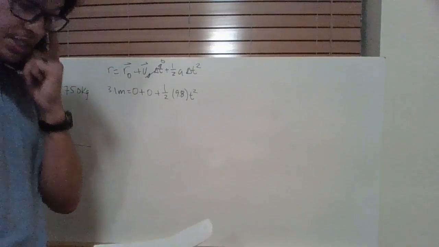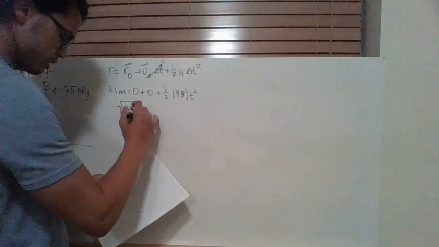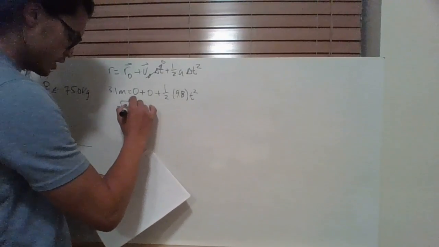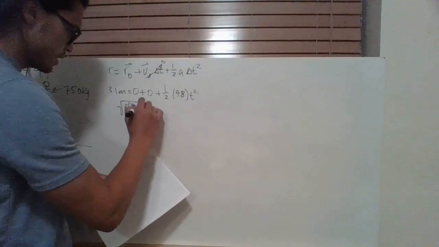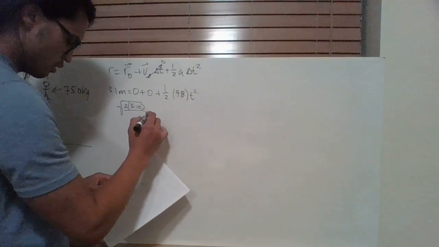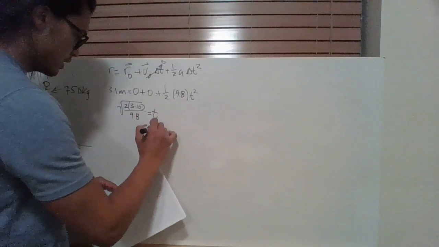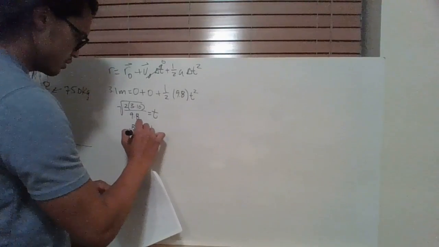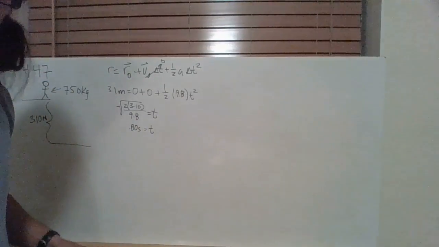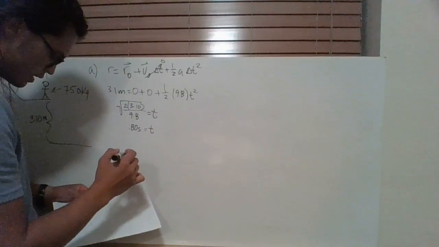Now you can rearrange that, and that will give you the square root of 2 times 3.10 over 9.8 equals t, and t will equal 0.80 seconds. Now that you have that, you can use this equation, and this is for part A, sorry.